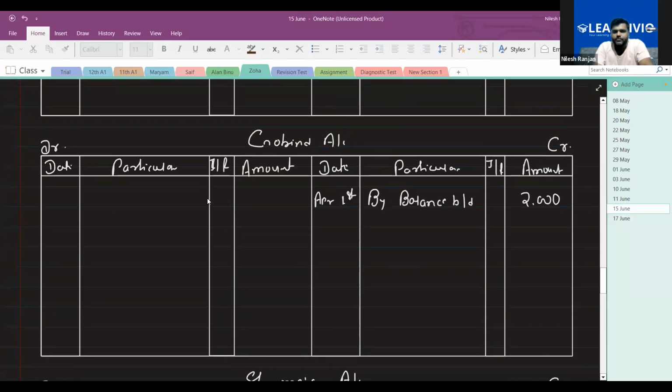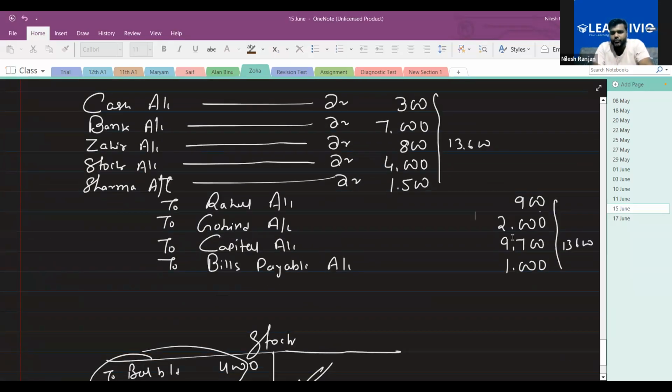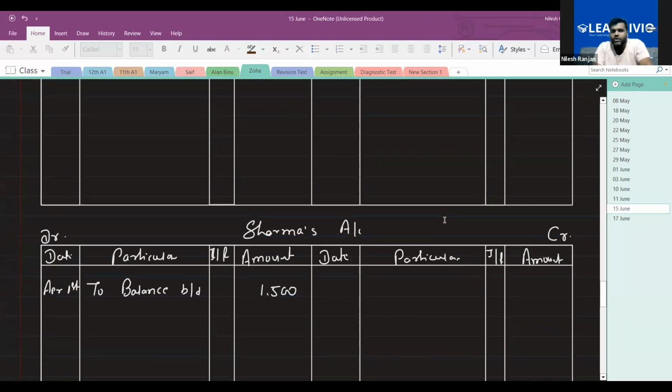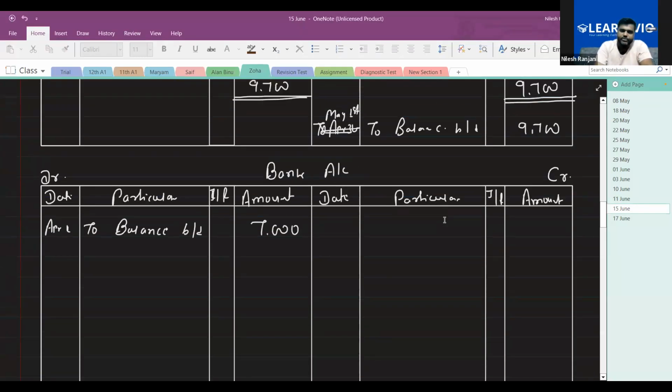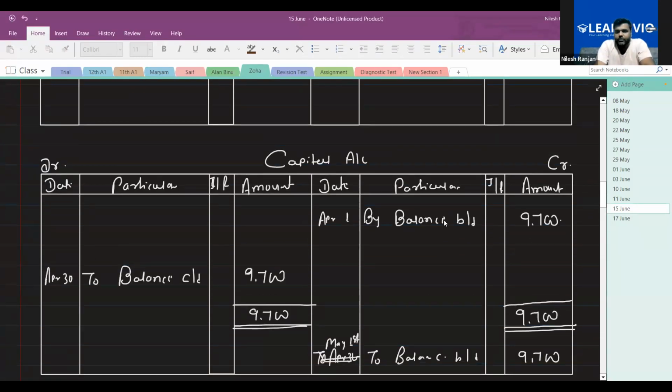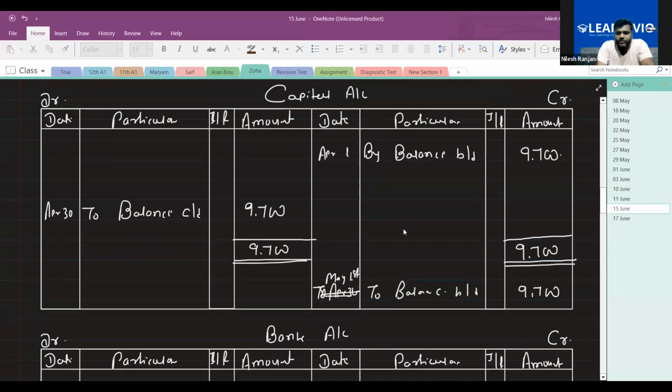Then Govind, credit 2000. You can see the journal entry of Govind 2000 on the credit. So all these items are written here as per the balance, where it will go. I have also calculated the total of this account and calculated the balance. So April 1st balance BD 9,700.